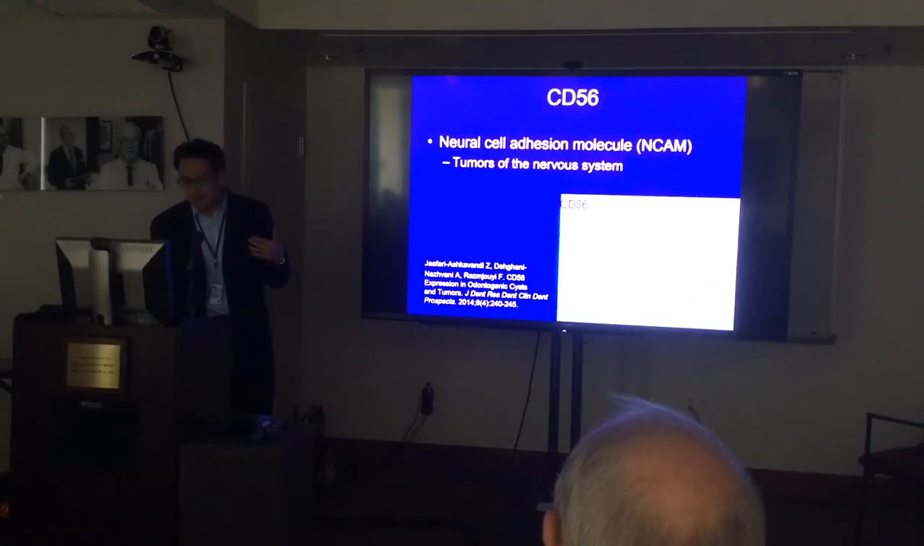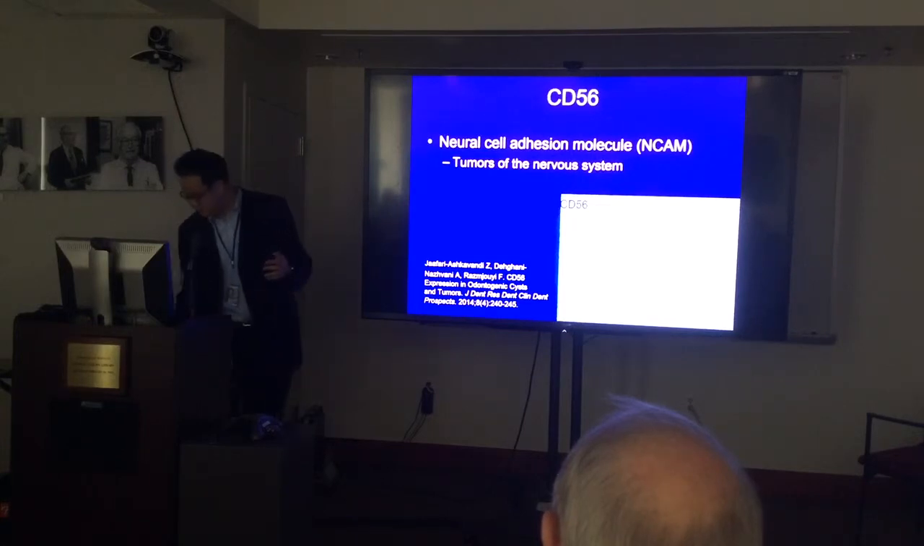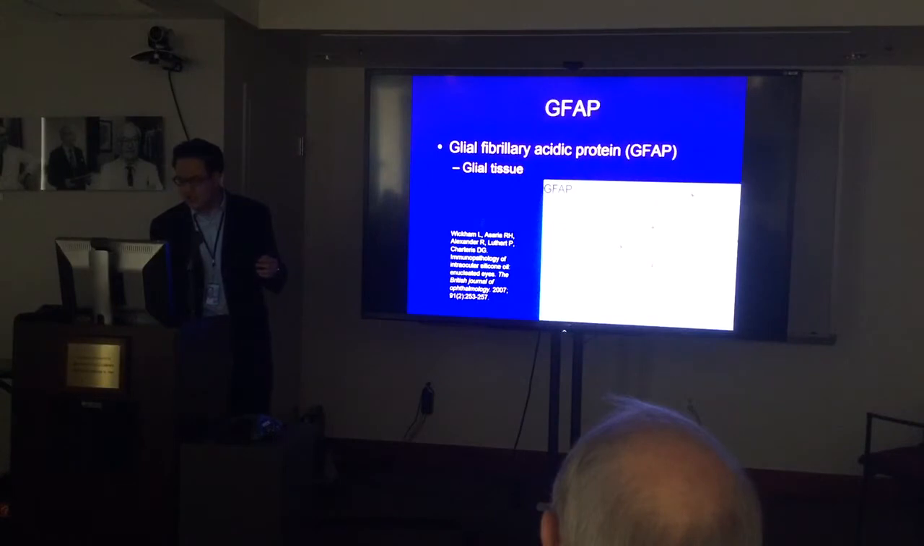We tried other neural markers. Another one we tried was CD56. It's also known as neural cell adhesion molecule, and this picks up tumors of the nervous system. However, as you can see, when we applied CD56 to our lesion, it doesn't really stain as positive as the previous two images. The last immunohistochemical marker we tried was GFAP, or glial fibrillary acidic protein, which picks up glial tissue. But as you can see, when we applied it to our tumor, it doesn't stain as positive as the previous images.